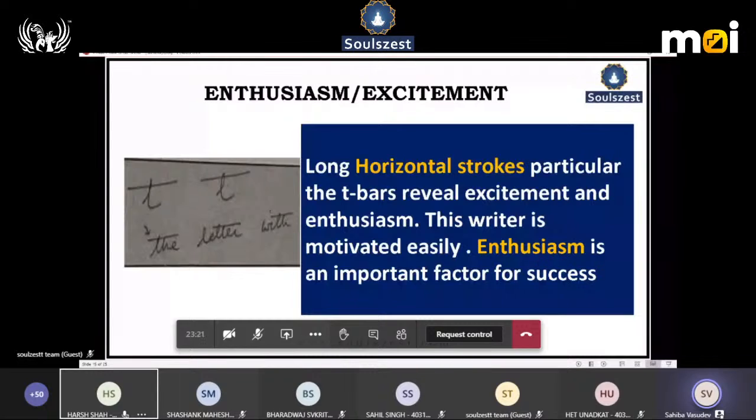This writer is motivated easily. Enthusiasm is an important factor for success. Okay, there's one more thing that I would like to share.